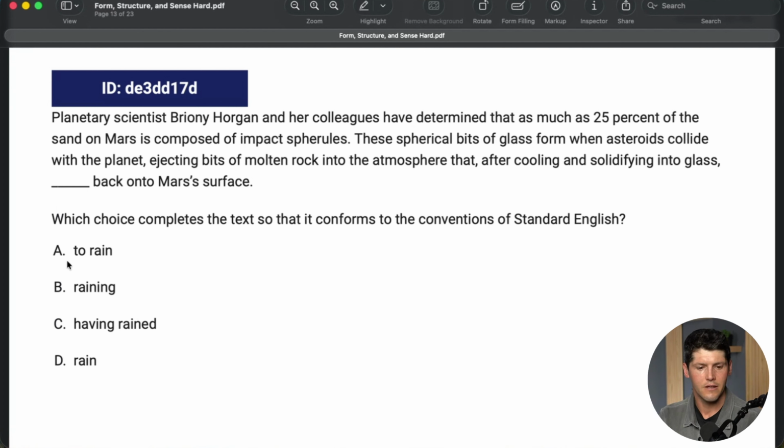I couldn't say, she to rain back on Mars's surface. That sounds weird. But going down the answer choices, I also couldn't say she raining back on Mars's surface or she having rained back on Mars's surface. But I could say, they or many things rain back on Mars's surface. So only one of these is a main verb, a conjugated verb, okay? And that answer is going to be the right one.